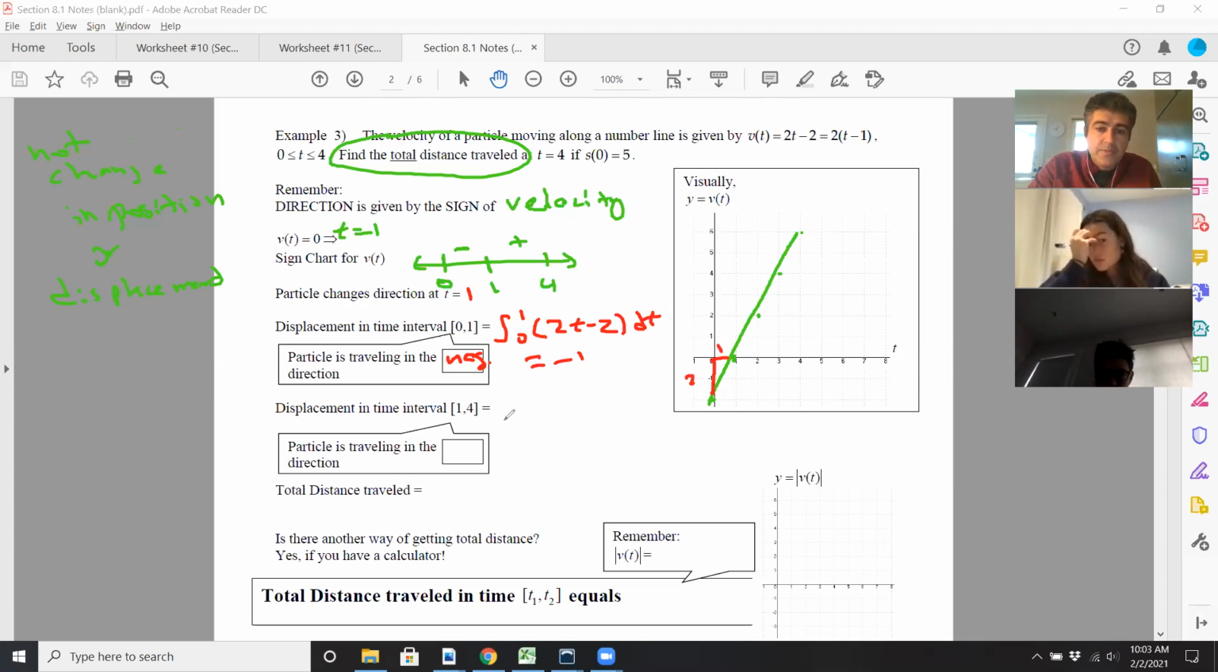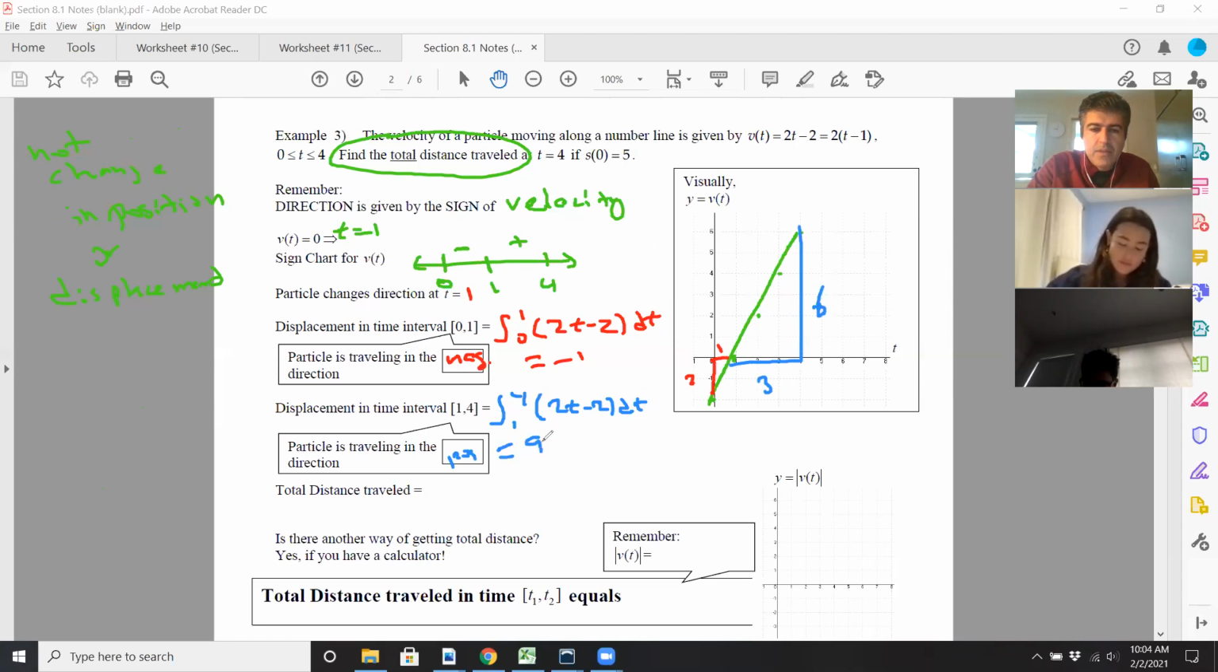What about my integral from 1 to 4? Let me do a different color for that one. We'll do blue. So from 1 to 4, what's my integral here now? Well, now I'm going the positive direction. And by the way, I could just use some geometry if I want. Or you can do the antiderivative of 2t minus 2 or use your calculator. I don't really care. That's 3 and that's 6. That's going to be 9. So your displacement would be 8. But the total distance traveled is actually going to be 10.